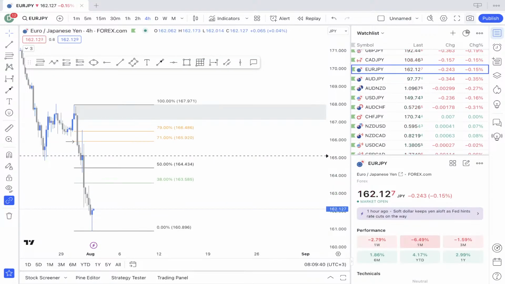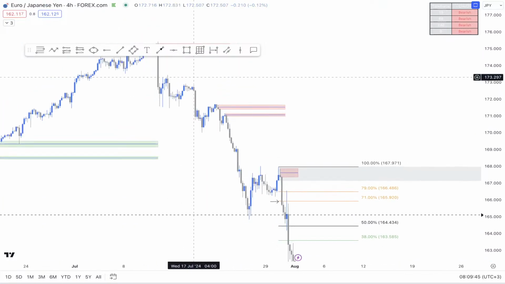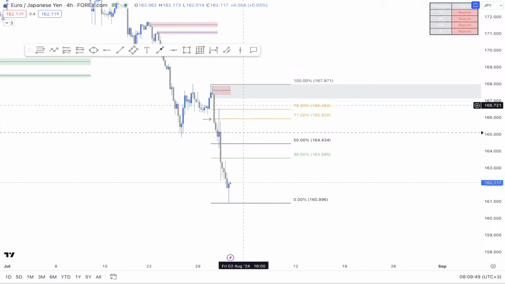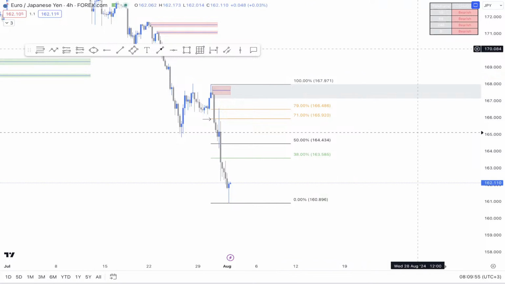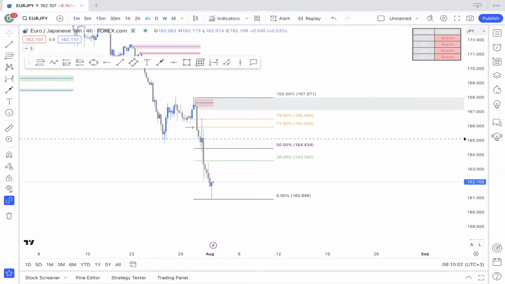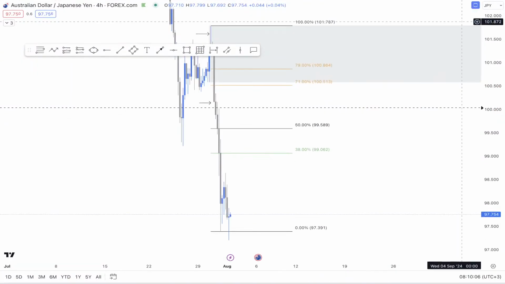Euro JPY looking pretty similar as well, continuing this downtrend with this impulsive break towards the downside. We once again have an unmitigated order block that is lining up with the premium area as well as with this bearish trader order block. The graph is fully red, which is great, and now we need to wait for a corrective pullback. JPY looking pretty similar as well.